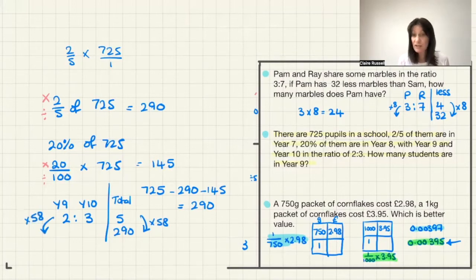I'm obviously only interested in year 9, so it's going to be 2 times 58, which is 116 as a final answer. All right, so I hope that went well. You've got all the key skills, everything that you need to answer a question like that, you already have.